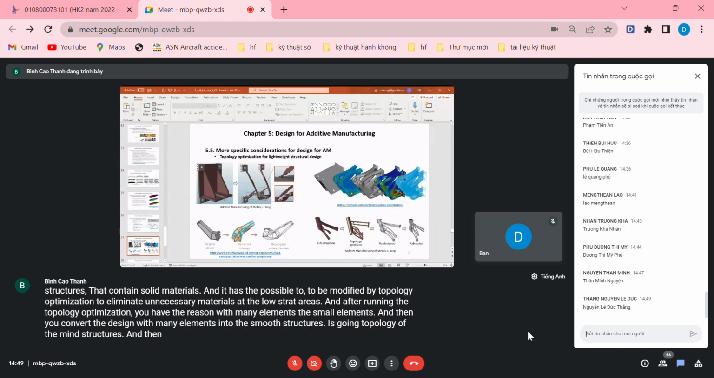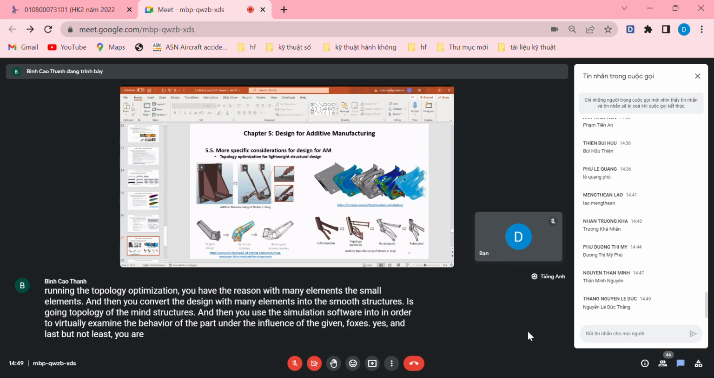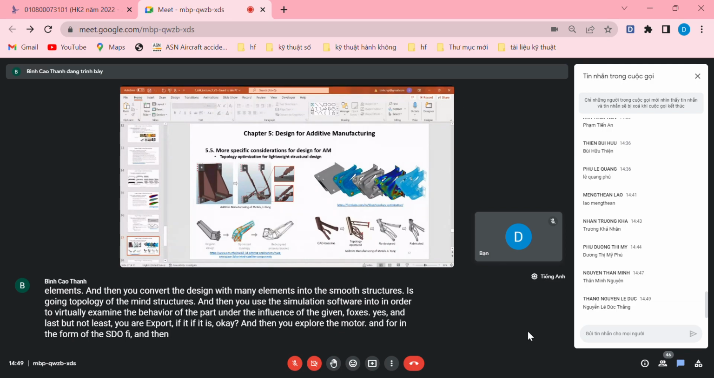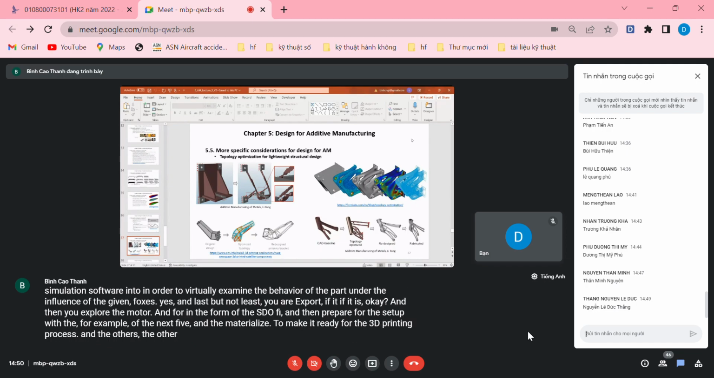And then you use the simulation software in order to virtually examine the behavior of the part under the influence of the given forces. And last but not least, if it is okay, you export the model in the form of an STL file, and then prepare the setup with, for example, Autodesk Netfabb or Materialise Magics to make it ready for the 3D printing process and the others.